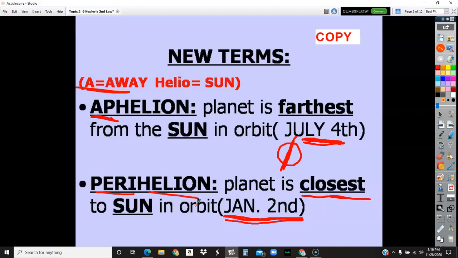So it's not common sense when it comes to distance and seasons. That's all, again, tilt. But these are two terms that you need to know. Aphelion, further from the sun, away from the sun, July 4th. Perihelion, closest to the sun, January 2nd.